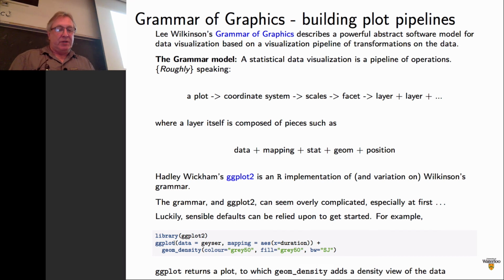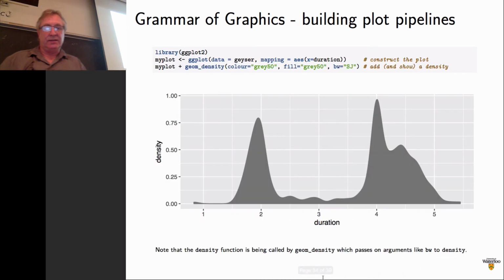So this ggplot returns a plot, and geom density adds a density view of the data that's contained in that plot. When I do that, it looks like this. To make that more explicit, I can actually save that ggplot. Nothing happens. I've just created it, and I've got this object called myPlot. Then by typing myPlot plus this geometry, geom density, I get this picture.